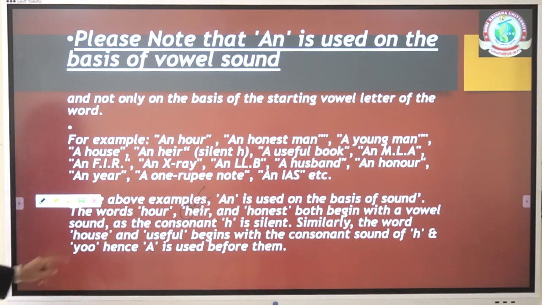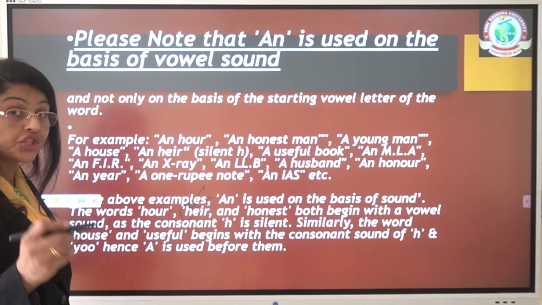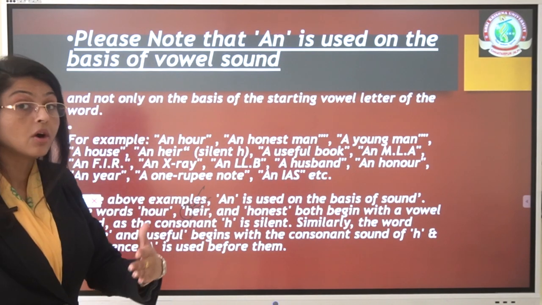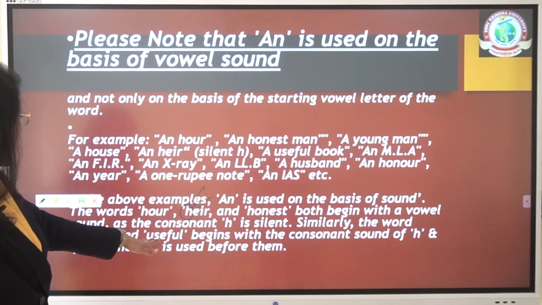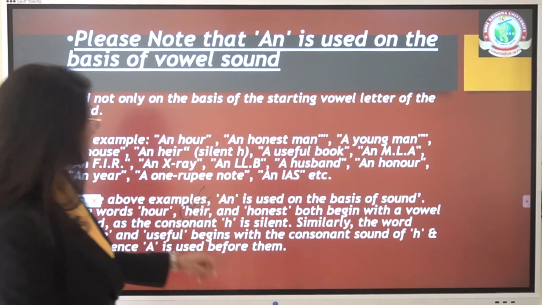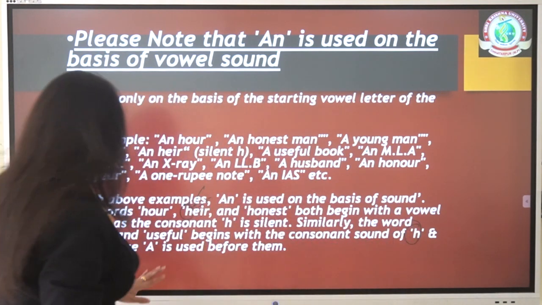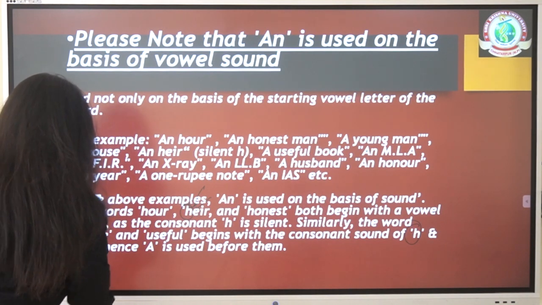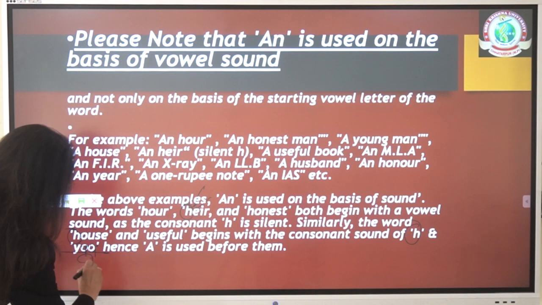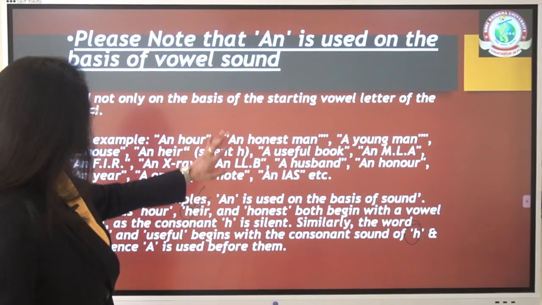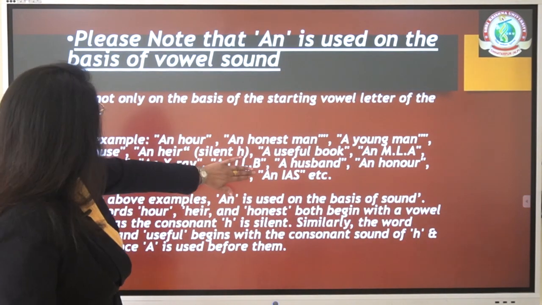House, although it begins with H, the sound is H, ha sound, not the vowel sound. And H is what? A consonant, it's not a vowel. And useful begins with a consonant sound. These two: house begins with the consonant sound H and useful begins with the consonant sound Y. So A is used before them, obviously. So this is another rule which we follow.